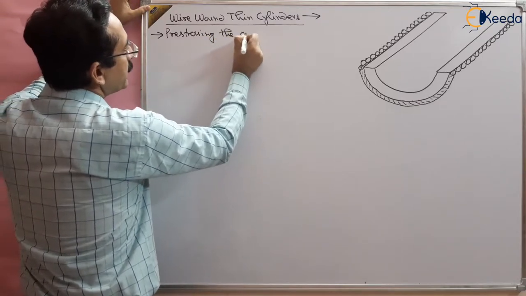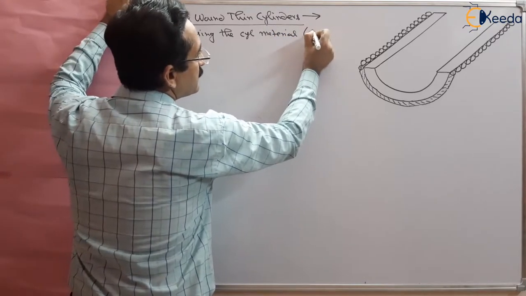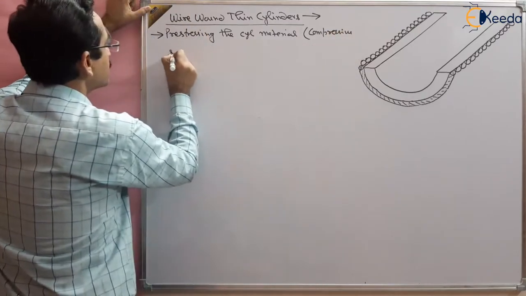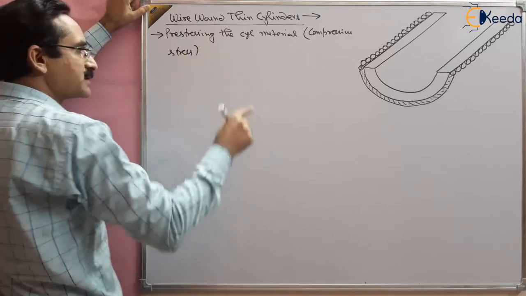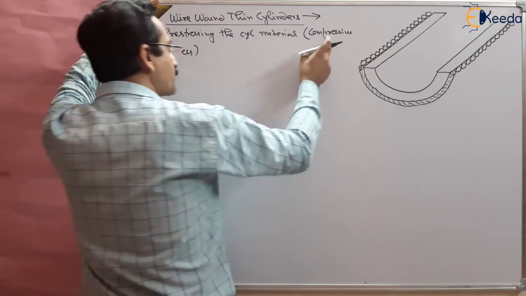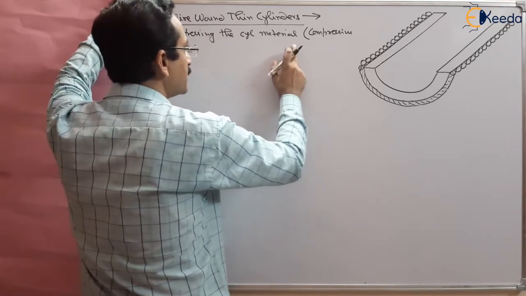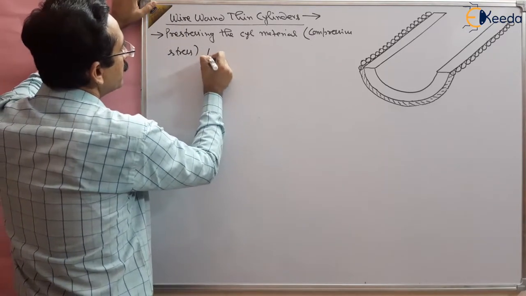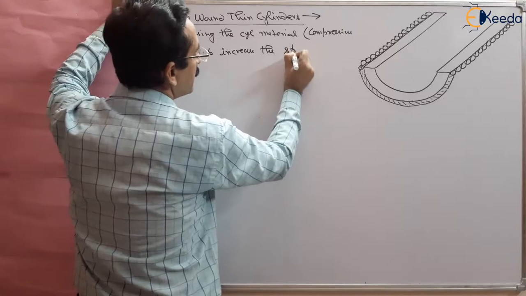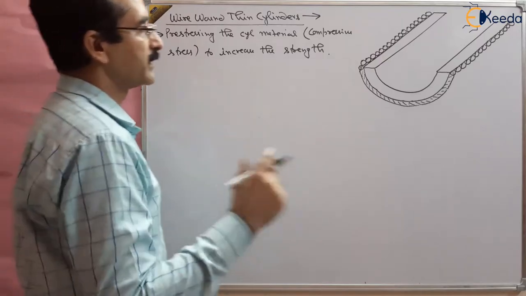So we are pre-stressing the cylinder material. Basically, the stress we are developing in it is compressive stress, because due to pressure, tensile stresses are developed; hoop stresses are tensile, and this compressive stress will be released first and then the other stresses will be developed. So pre-stressing the cylinder material with compressive stress increases the strength of the material. So this is the concept of wire wound thin cylinders.